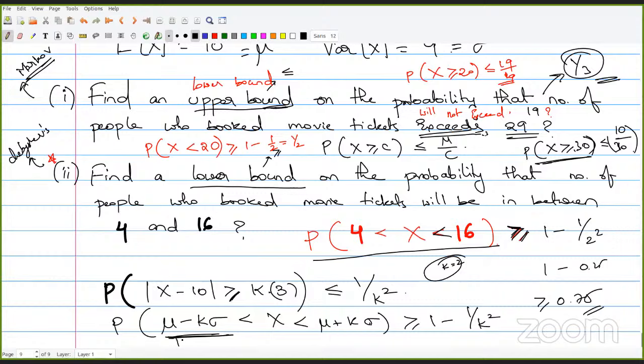What is mu? Mu is 10 minus k times sigma, and sigma is 3, equals 4. So 10 minus k times 3 is equal to 4. We get k times 3 is equal to 6, so k is equal to 2. Even if you use this also, you'll get k equal to 2. Yes, I got it.